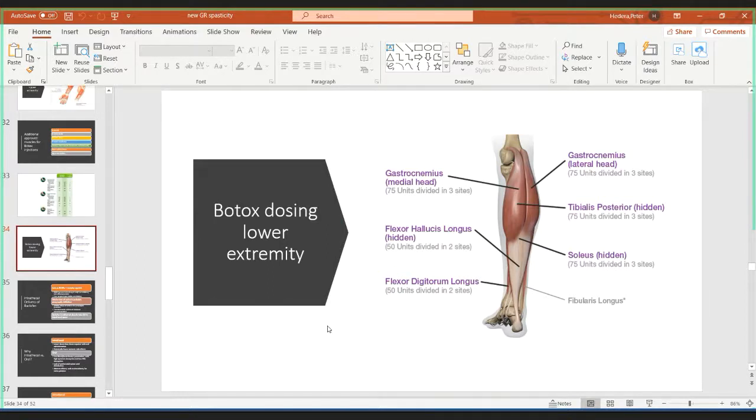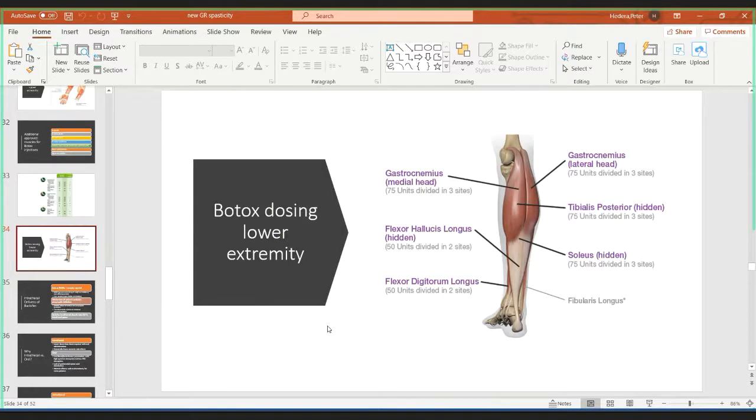So again, the idea is that these toxins are not interchangeable, so you really need to know the dosing. Again, the point is that Xeomin and Botox are 1-to-1. I didn't go through dosing for Myobloc, which technically is not approved for spasticity. It's mostly for blepharospasm and cervical dystonia, which is completely different dosing.